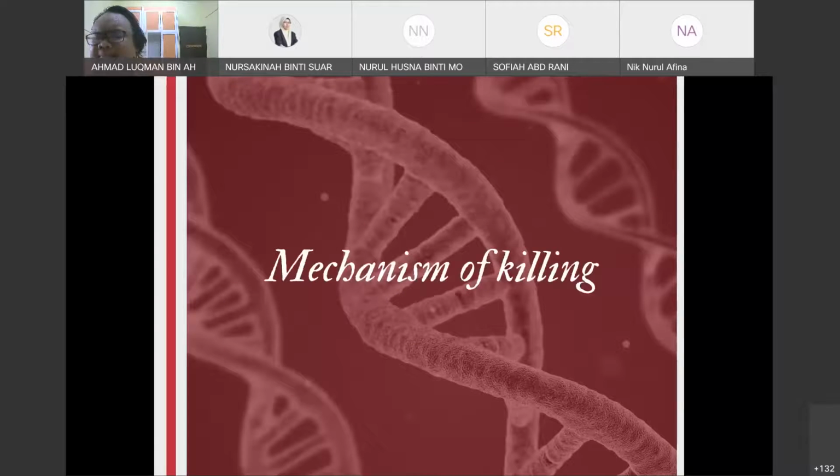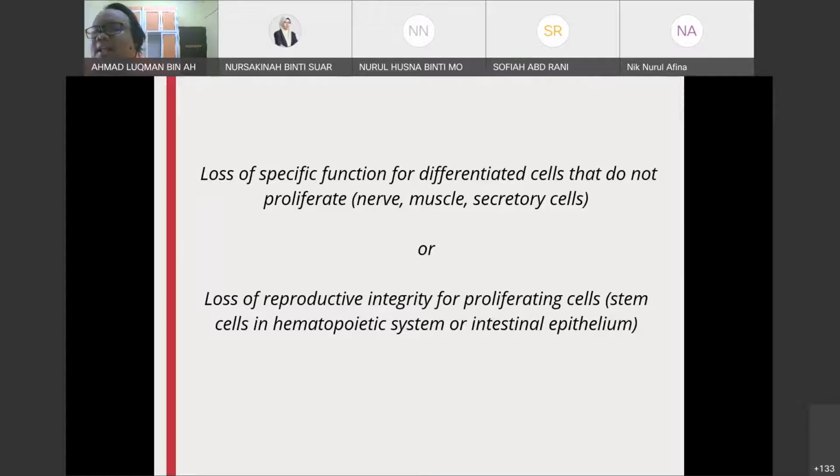So, mechanism of killing. When we talk about mechanism in this context, we are referring to the process or method for how the radiation kills the cell. There are 2 distinct mechanisms, which you can see on the screen. The loss of specific function for differentiated cells that do not proliferate, such as nerve, muscle, secretory cells, and/or loss of reproductive integrity for proliferating cells, such as stem cells in the hematopoietic system or intestinal epithelium.